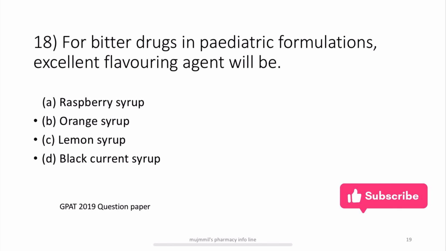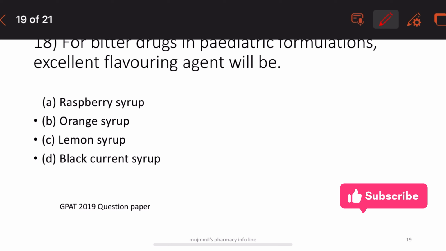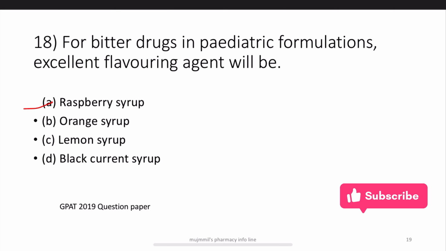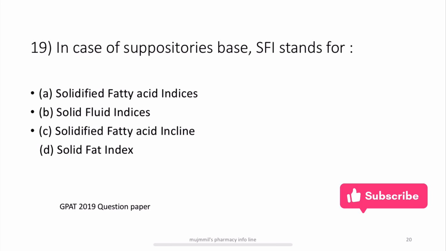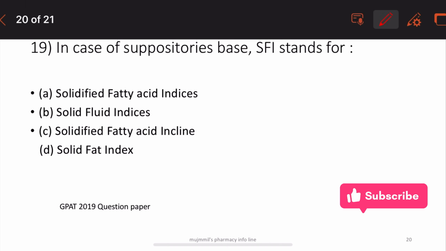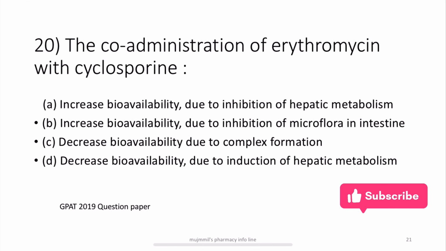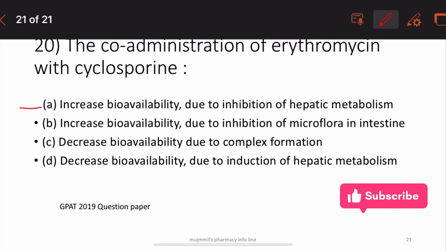For bitter drug in a pediatric formulation, excellent flavoring agent will be, the correct answer is option A, raspberry syrup. In case of suppositories base, SFI stands for, the correct answer is option D, solid fat index. The co-administration of erythromycin with cyclosporin, the correct answer is option A, increased bioavailability due to inhibition of hepatic metabolism.